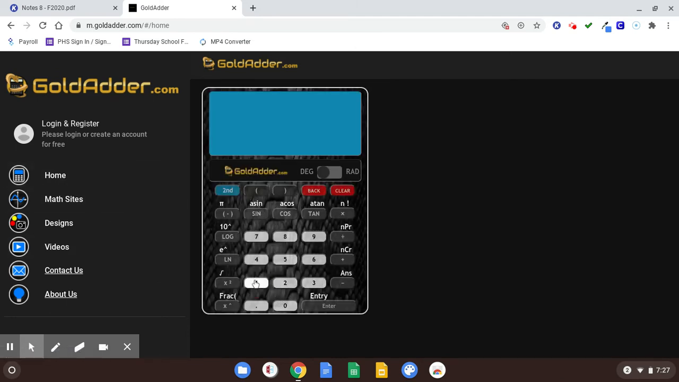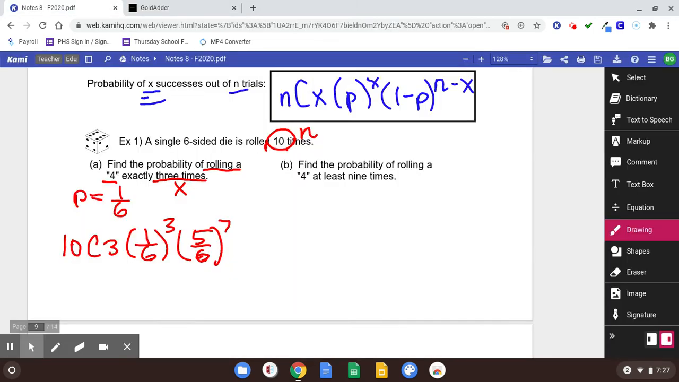We have 10 choose 3, times 1/6 to the 3rd, times 5/6 to the 7th. I just type it all in like that. You get 0.1550. I like 4 decimal places, so I'm going to say that probability is about 0.1550.